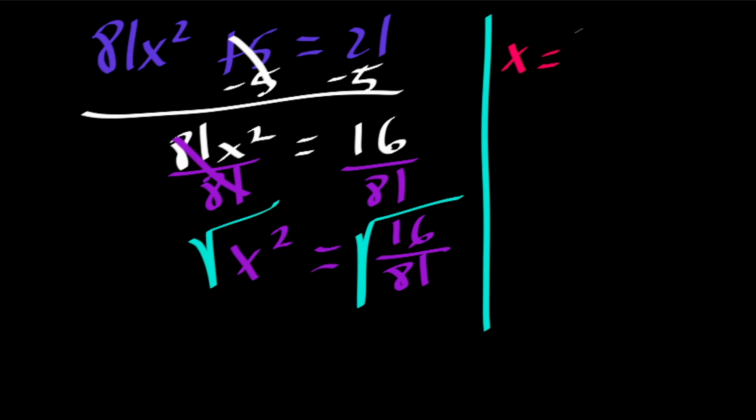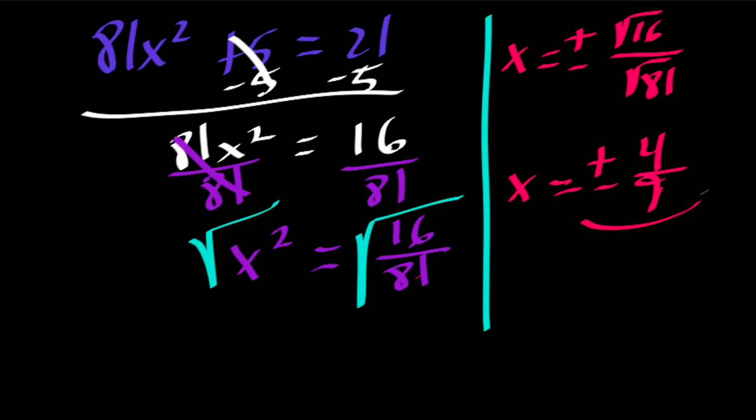So we would say x equals plus or minus. We would square root the top and divide that by the square root of the bottom. So once again, we do the square root of 16 over the square root of 81, which will give us plus or minus 4 over 9.